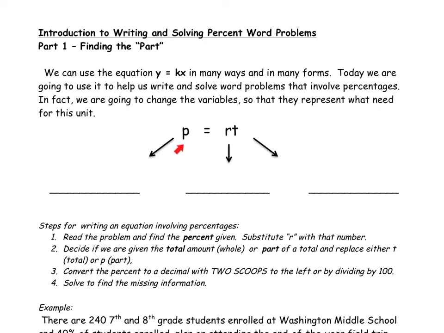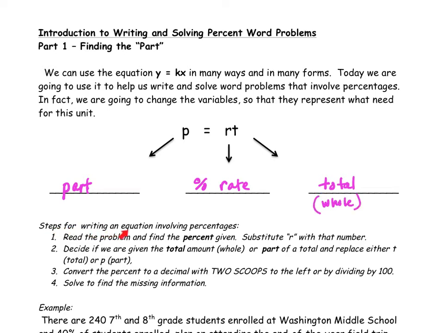So we see a P, an R, and a T. So we're going to start and label the P, that means part. When we're given these word problems, there's a part and a total, and there's also a percentage rate. So the R stands for the percentage rate, and the T stands for total. And sometimes that's referred to as whole.